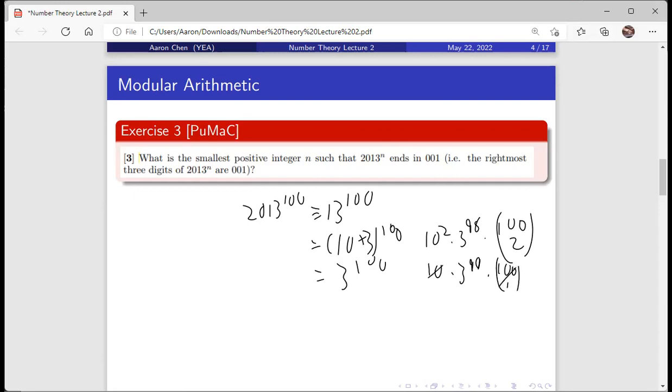And here 100 times 10 is 1,000, so this goes away. And 100 choose 2 is 5,050. Sorry, no, it should be 4,950. So 100 choose 2 ends in 0, so 10 squared times another factor multiple of 10 is also 1,000 times something. So this is congruent to 3 to the 100th mod 1,000.